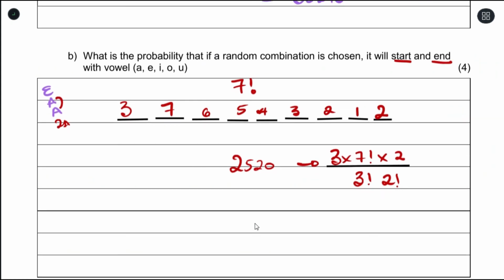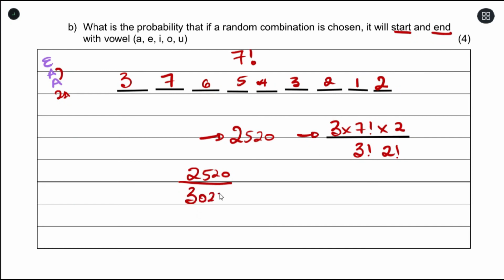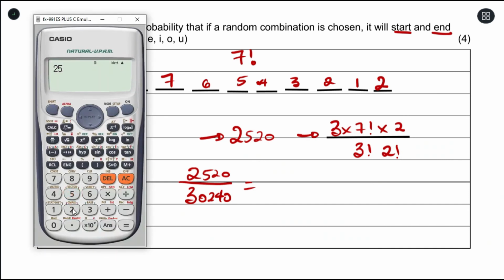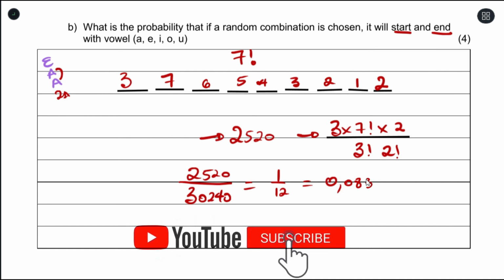So how you get probability is the number of expected outcomes over total possible outcomes. The expected outcome we look at here is 2520 over total possible outcomes, which is 30,240. So if I put that in my calculator again, 2520 divided by 30,240 gives you 1 over 12, which is 0.083. 1 over 12 will be written as 0.083. And that's your answer. Okay, done.